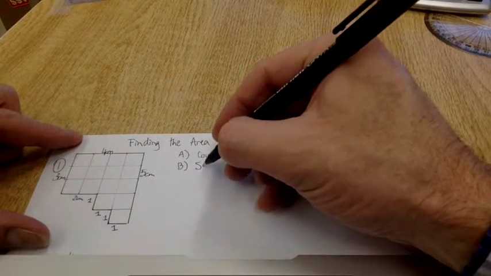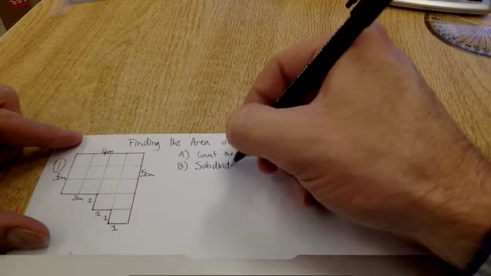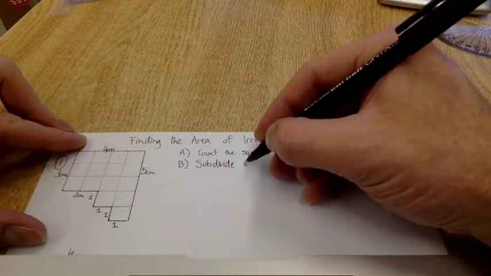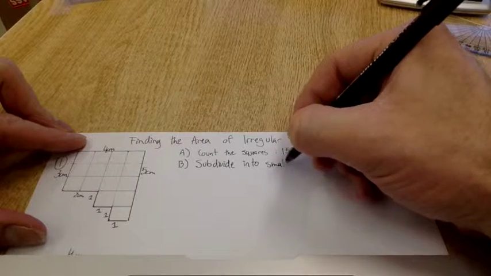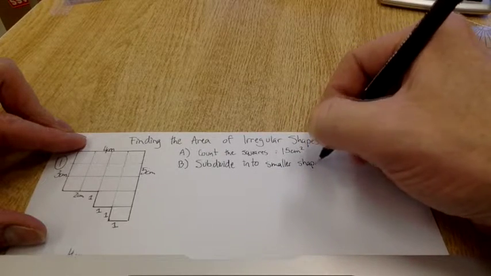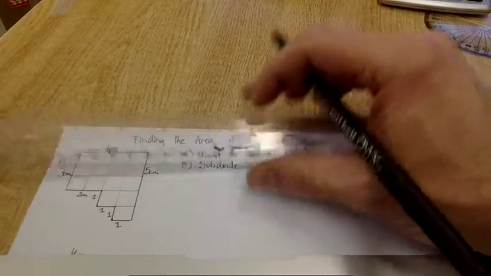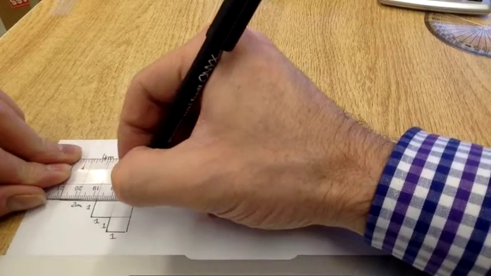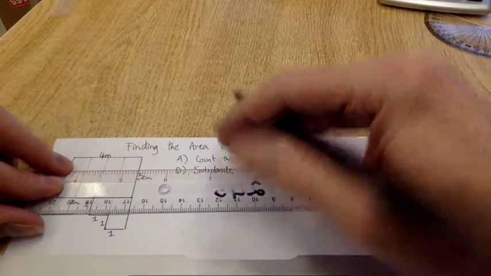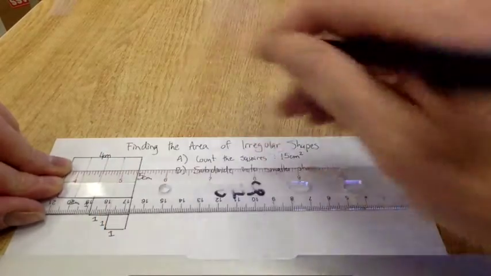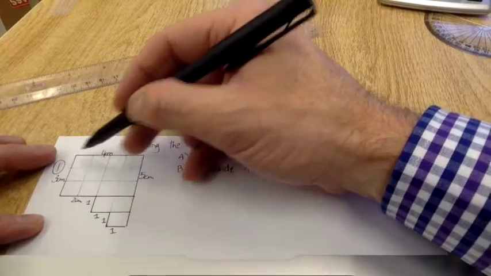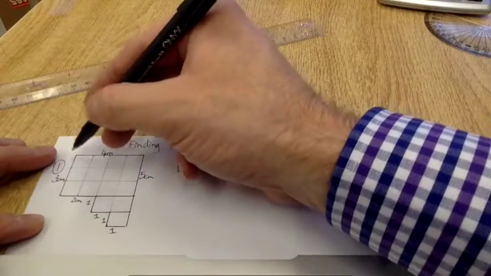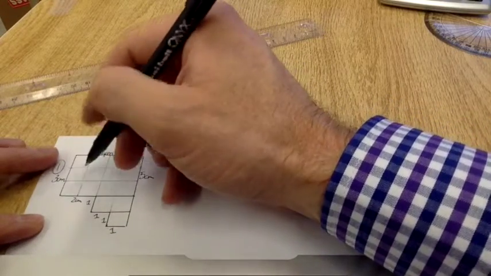Second way is to subdivide. What subdividing means is you are going to take the shape and you're going to break it into smaller shapes. For example, I'm going to take my ruler and I'm going to subdivide this into 3 different rectangles. And in fact, in this case, one of them is a square. So I have a rectangle here, here, and I'm left over with a square. In this case, my rectangle is 4 centimeters by 3 centimeters.